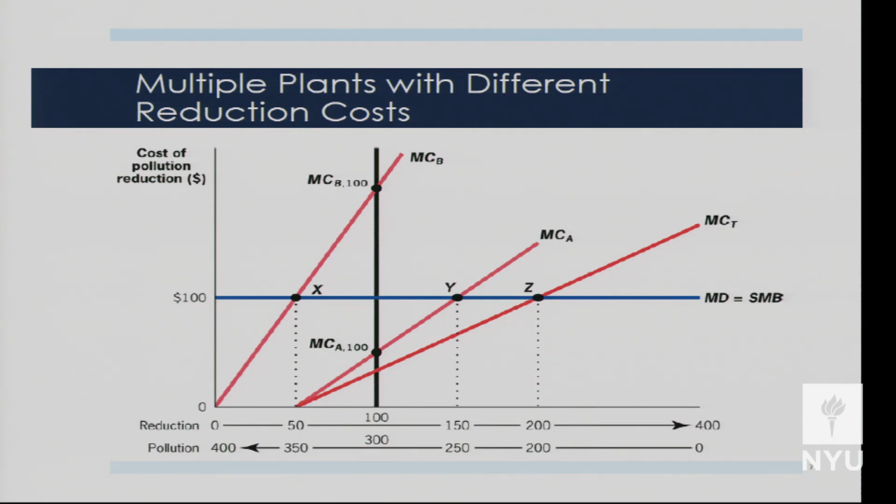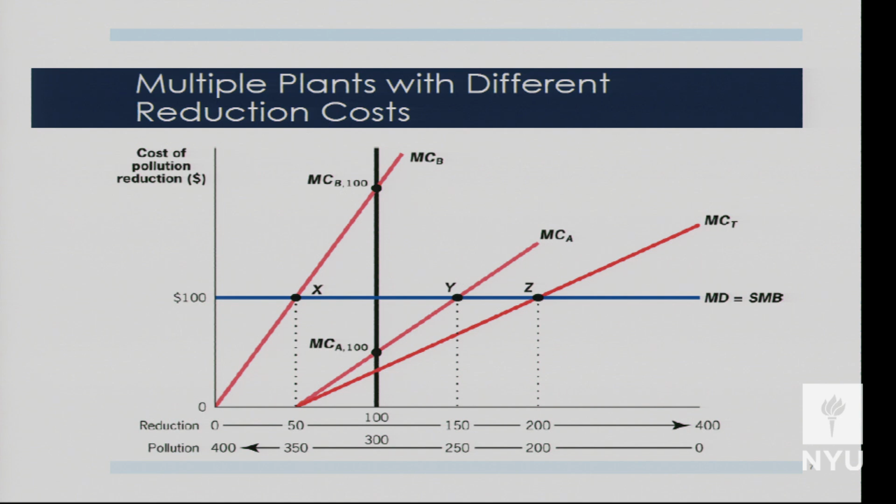Suppose as the regulator, I knew the industry-wide curve. I knew MC sub t. So I know that the total amount of reduction I want in this industry is 200. But let's imagine I'm a dumb regulator. And I say, okay, there's two plants. Let's have them each do 100. That seems fair. There are two plants. We want 200 units reduced. Let's have them each do 100.